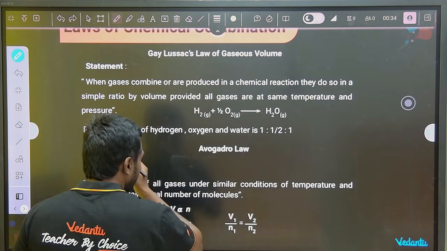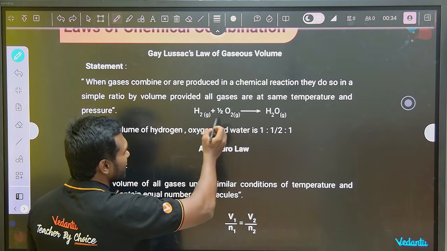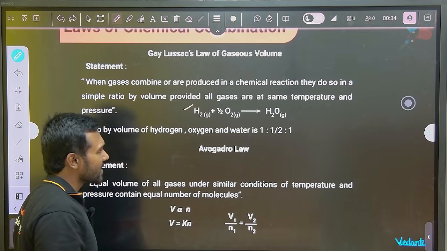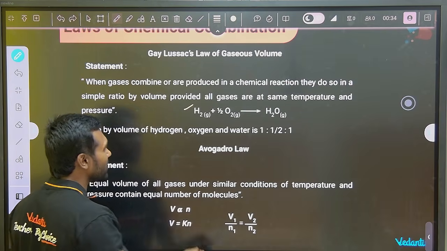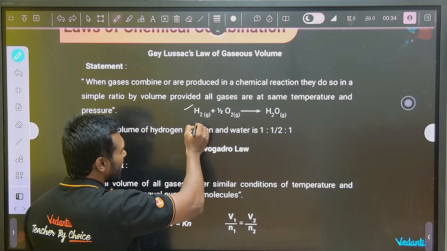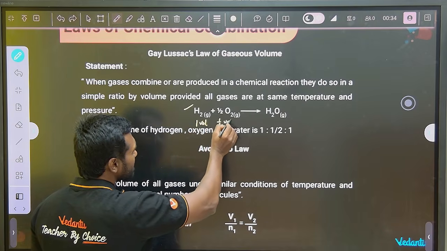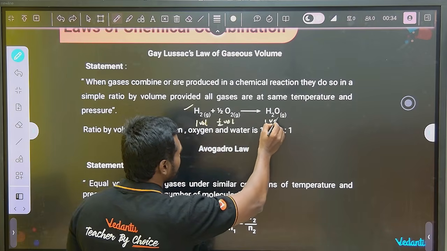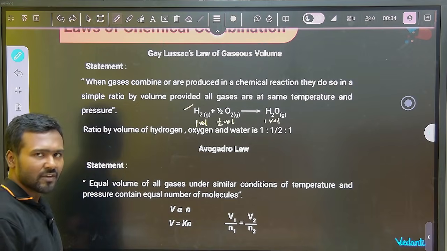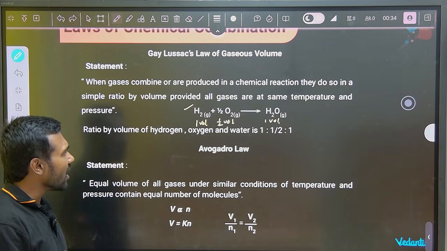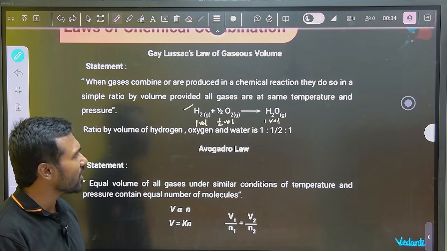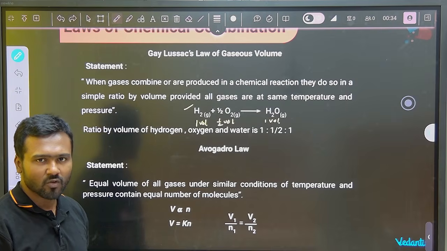Let's take the gases here, for H2O. The ratio here is one volume, one volume, half volume. That means one volume of H2 is reacting with half volume of O2 and you are getting one volume of H2O.